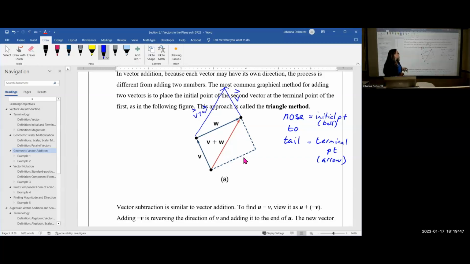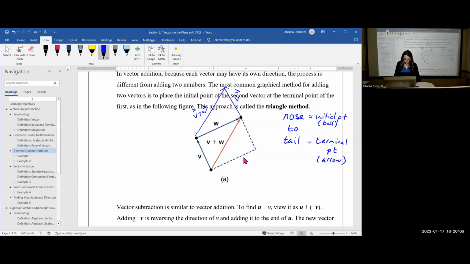Now you may go, but those aren't in the same place. No, they're not. But V plus W has only magnitude and direction. It doesn't have position. And these vectors here, the blue and the red, are the same length and they point in the same direction, so they're the same vector.